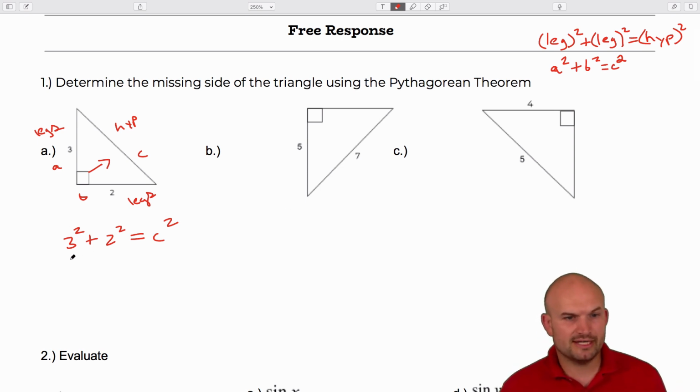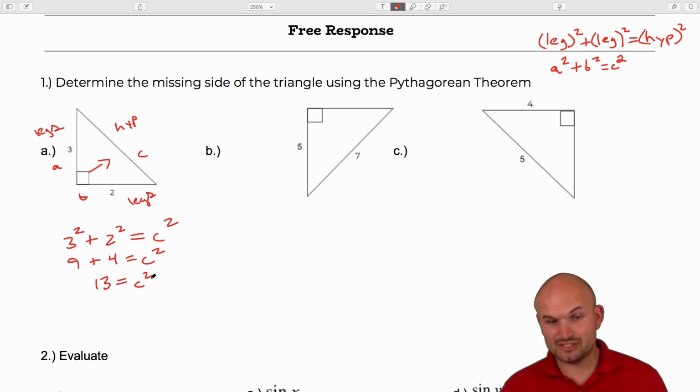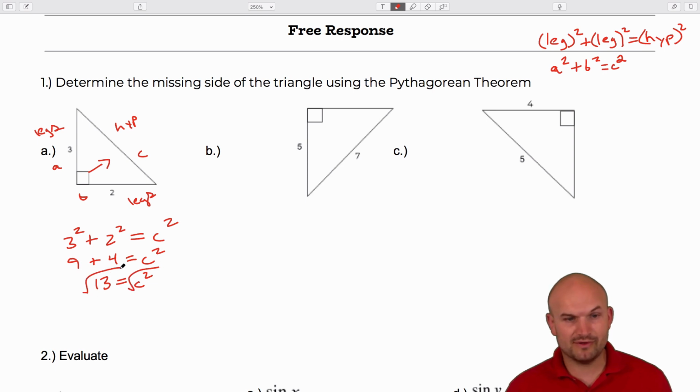So 3 squared is represented as 9, plus 2 squared is 4, equals c squared. 9 plus 4 is 13, equals c squared. Now we need to remember we still need to solve for c. So we're going to take the square root, and c equals the square root of 13.